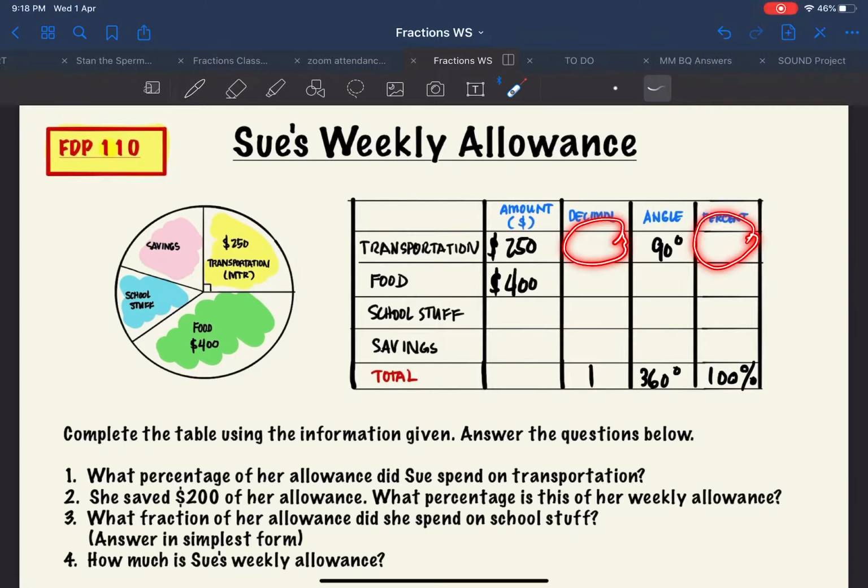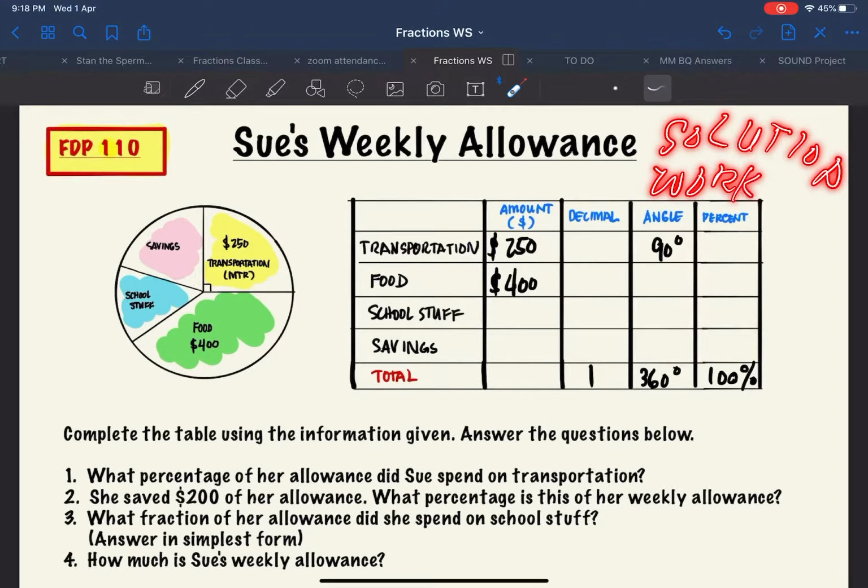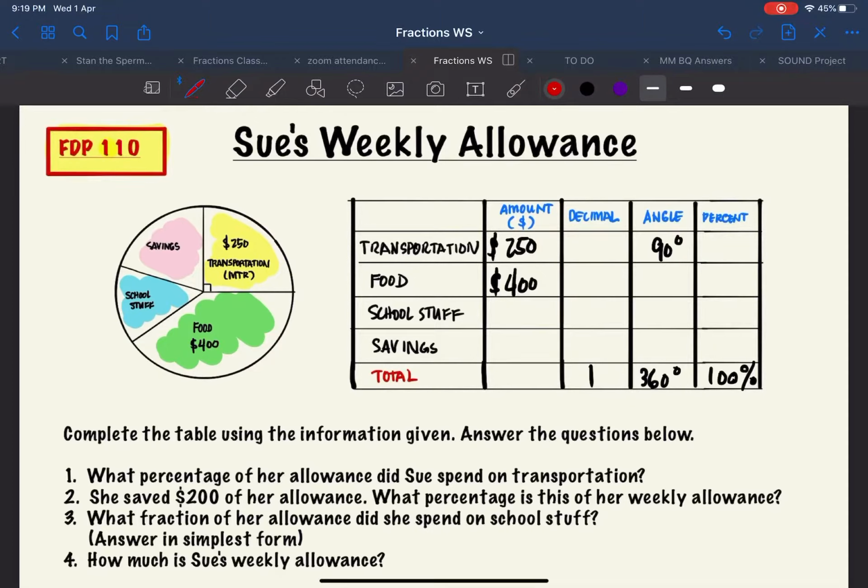Okay? Now again, a lot of you have been giving me these answers, but you only give me the answers over here and the complete table. I want to see your solutions. I want to see your working out. That is what's more important. Okay? So, now that we know that the angle for transportation is 90, we can calculate, okay?